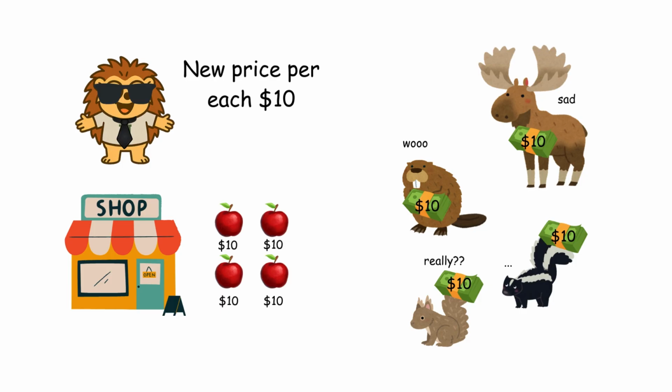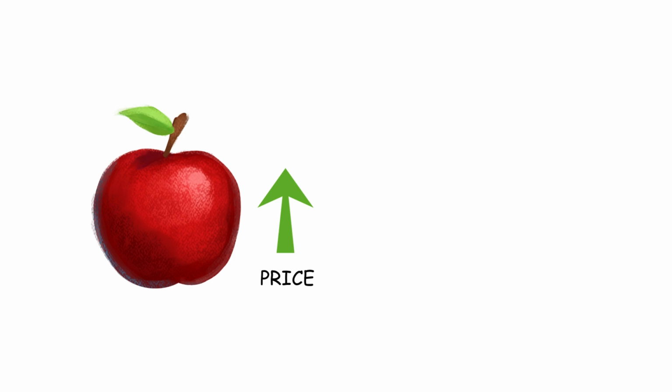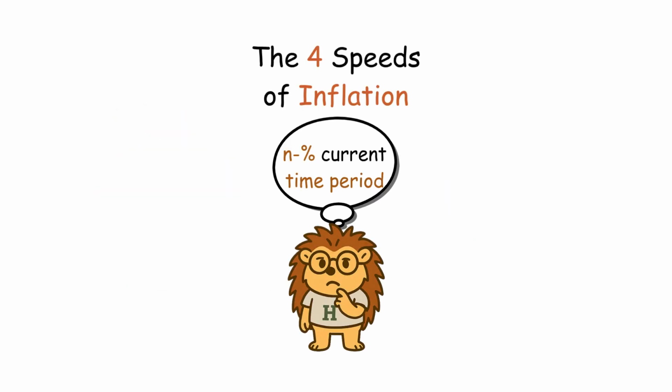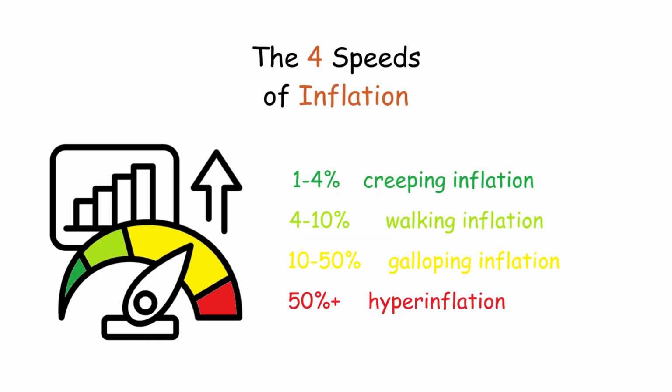Realizing this, the store raises the price, because people are now willing to pay more. In the end, each person still buys just 1 apple, but now it costs $10. That doesn't mean the apple became more valuable. It just means there's too much money floating around, and that money has lost some of its value. Economists usually talk about 4 different speeds of inflation, measured in percentages: creeping inflation, walking inflation, galloping inflation, and hyperinflation.